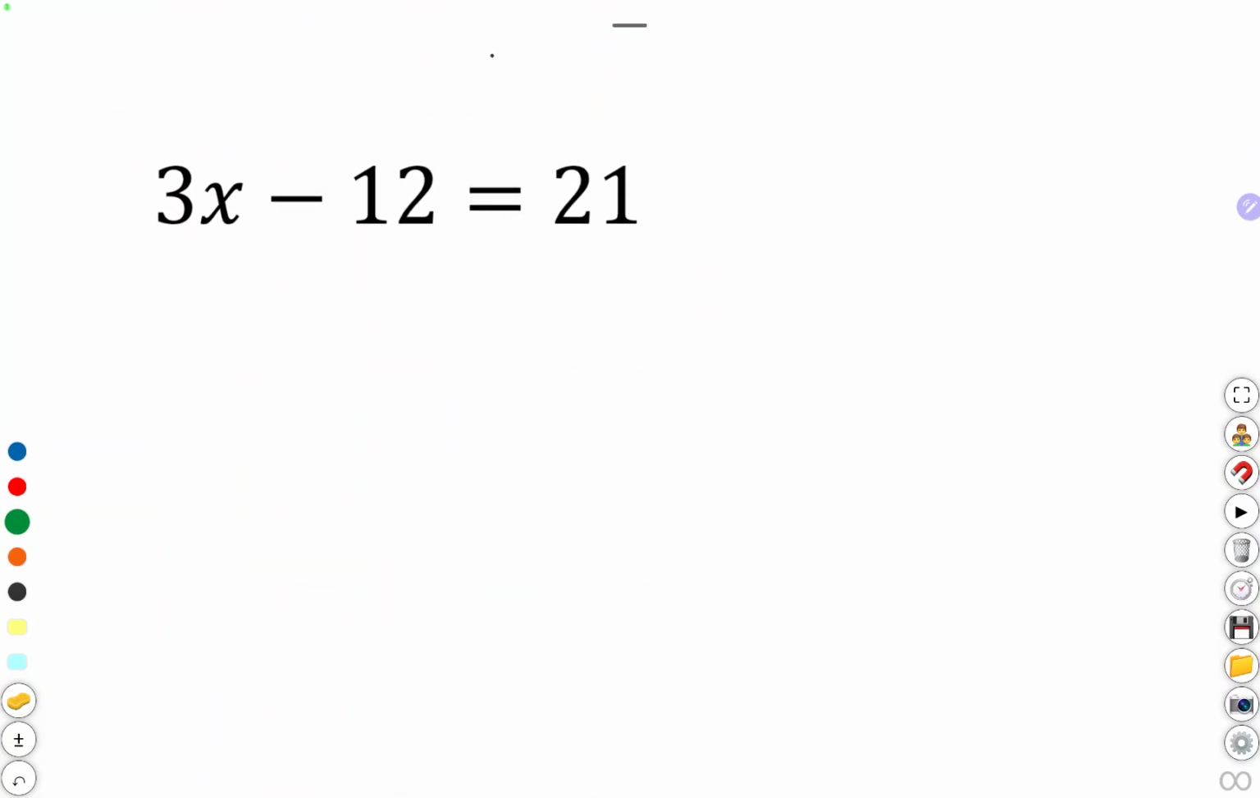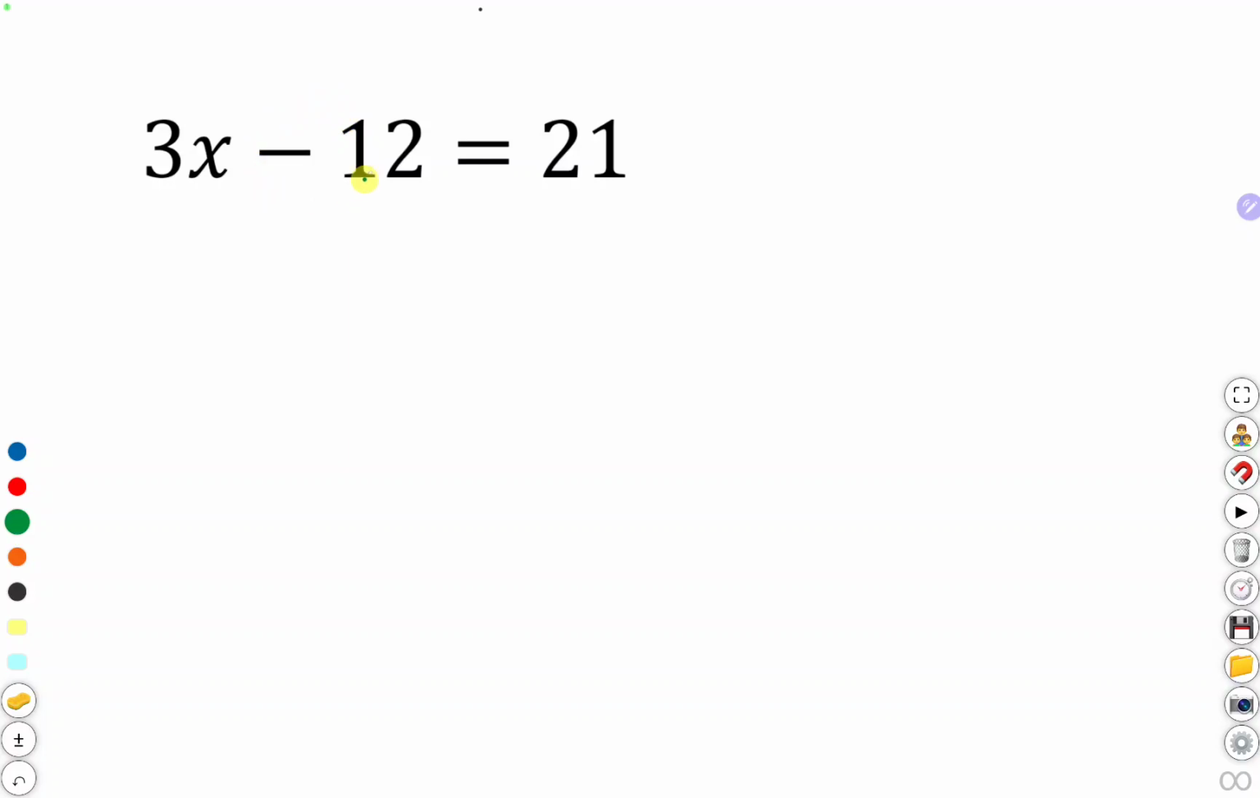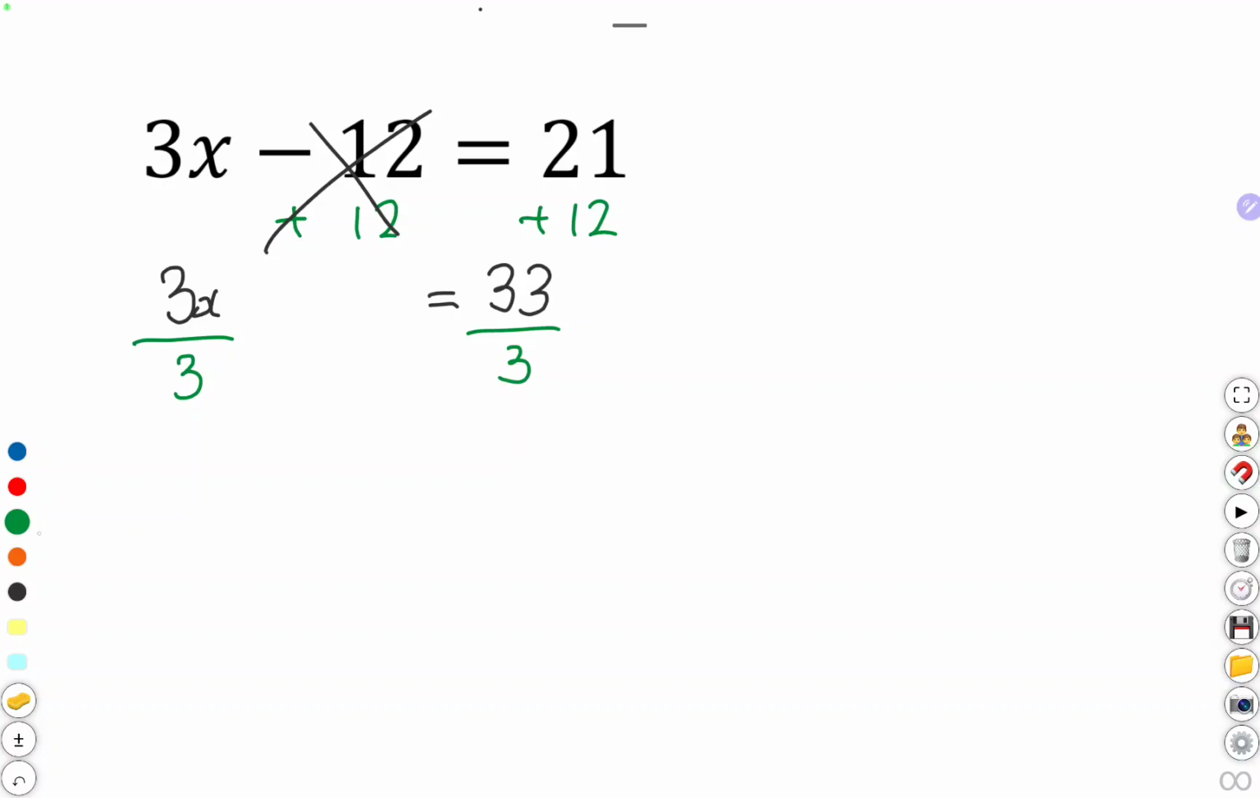Let's have a look at example 2. So remember, the first thing that we get rid of is whatever is plus or minus from the end of the equation. So we're going to get rid of the minus 12 by adding 12 onto both sides. So now we've got 3x, the plus 12 and the minus 12 have cancelled, and that equals 33. 21 plus 12 is 33. I now need to divide both sides by this 3, which is the opposite of times by 3. Now the 3's are going to cancel, so x equals 33 divided by 3, which is 11.